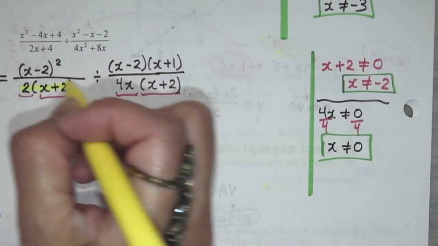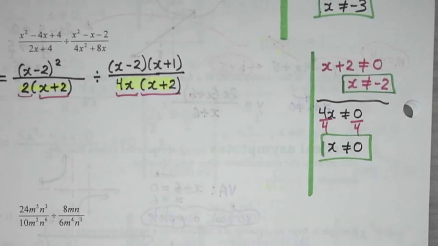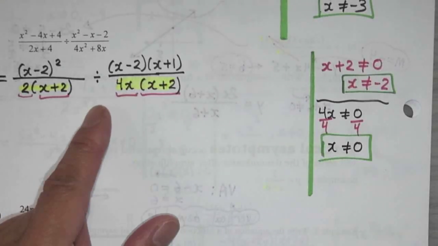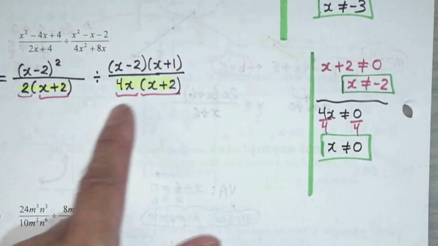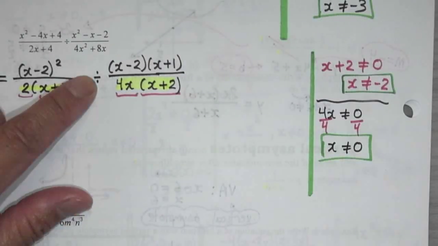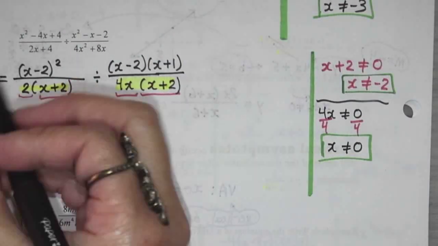Now, when you divide, okay, this was multiplication up there. When you divide, you change this to multiplication.